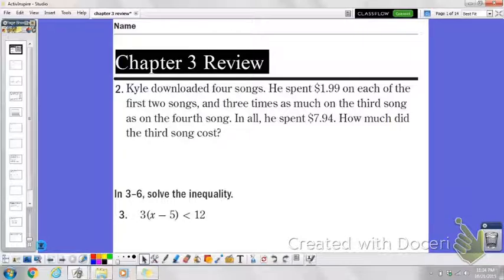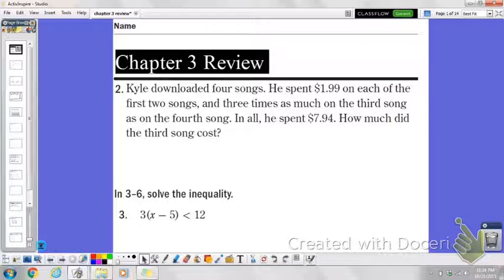So, number 2, Kyle downloaded 4 songs. He spent $1.99 on each of the first 2 songs and 3 times as much on the third song as on the fourth song. In all, he spent $7.94. Now, the question is, how much did the third song cost? So we need to get an equation from this word problem.